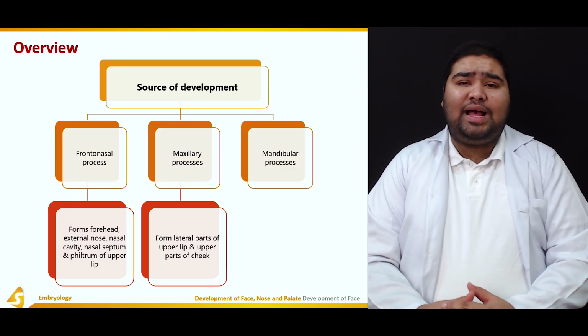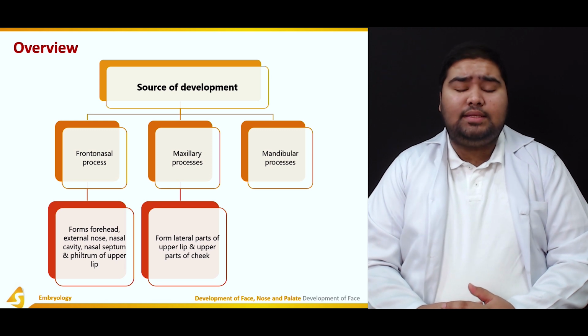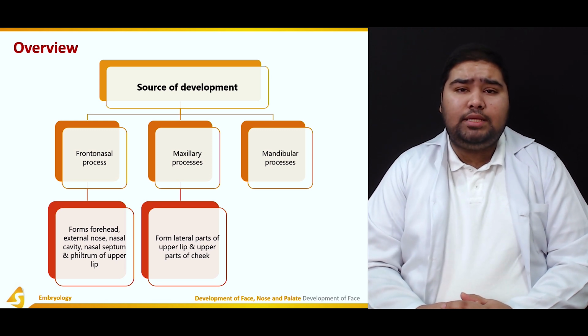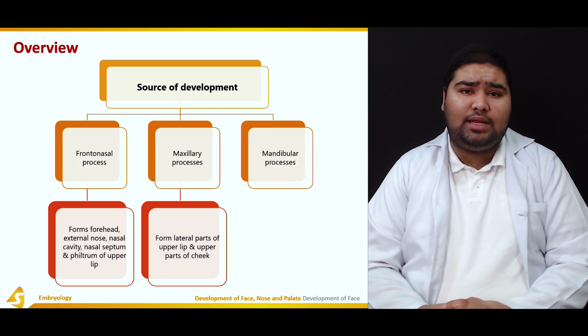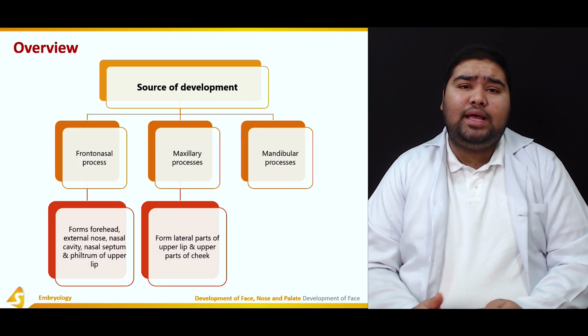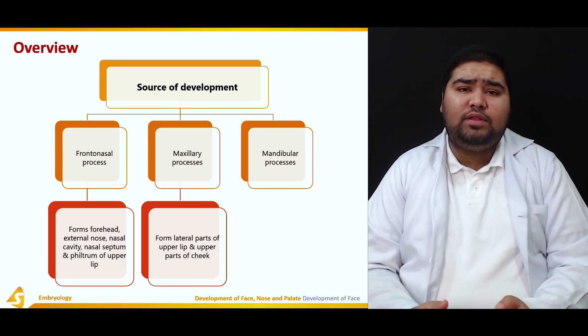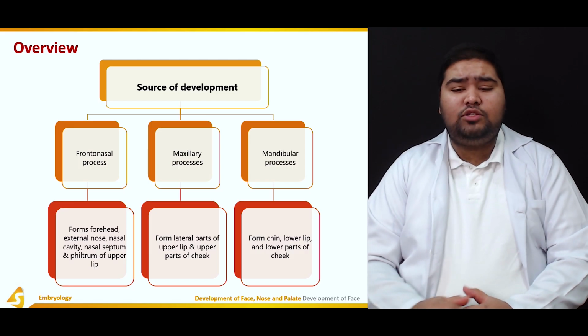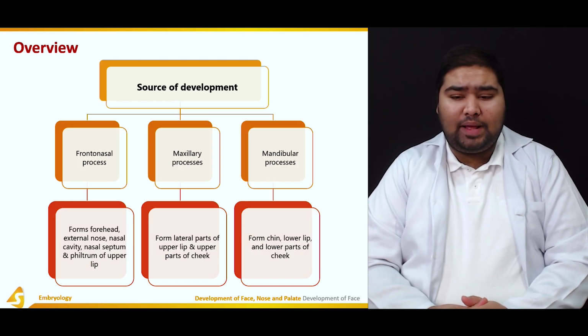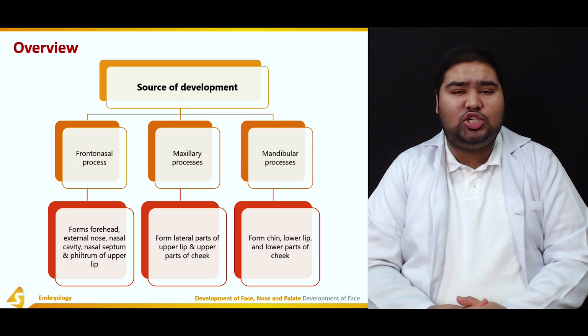So moving on, we have the third swellings. These swellings are the mandibular swellings. They're actually a pair of swellings too, like the maxillary process swellings. They appear in the area of the mandible, that is the lower jaw. So they give rise to the chin, the lower lip, and the lower parts of the cheek.